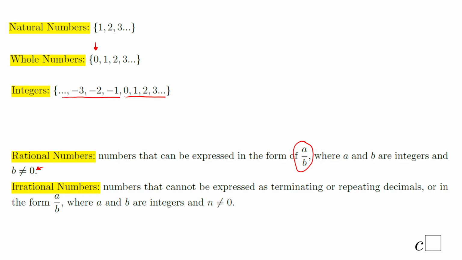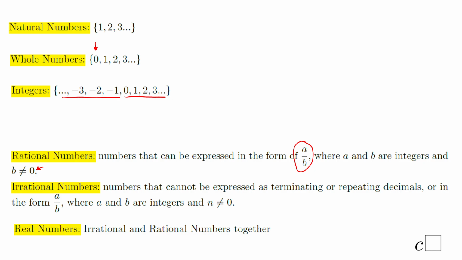The next set of numbers is what we call irrational numbers, and those are the numbers that cannot be expressed as a fraction. Okay, so we'll see some examples about that a little bit later. And finally, the real numbers is the set of irrational and rational numbers together.